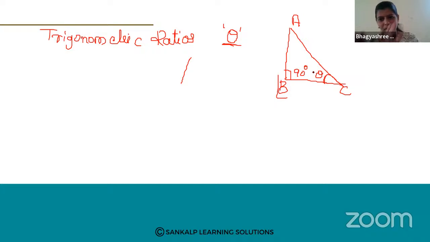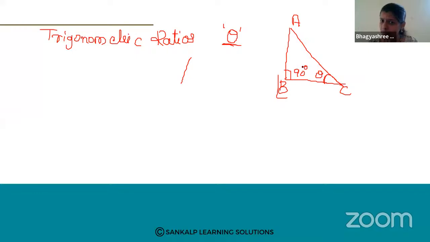So where is the angle 90, where is the angle theta? If we know the position of the theta and 90 degree, we can find out which is the opposite side, which one is the adjacent side, and which is the hypotenuse. Yes or no, my dear children?